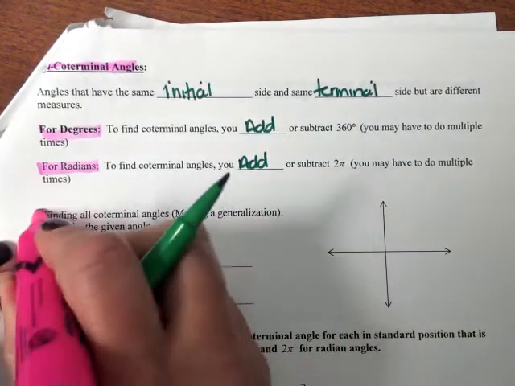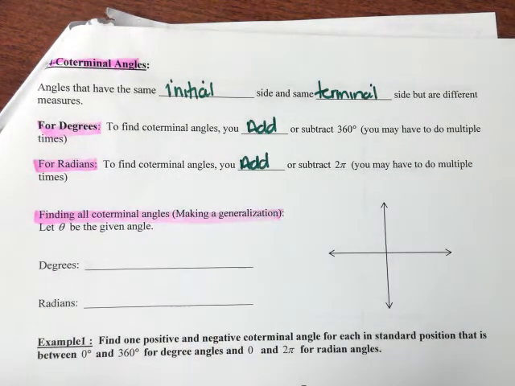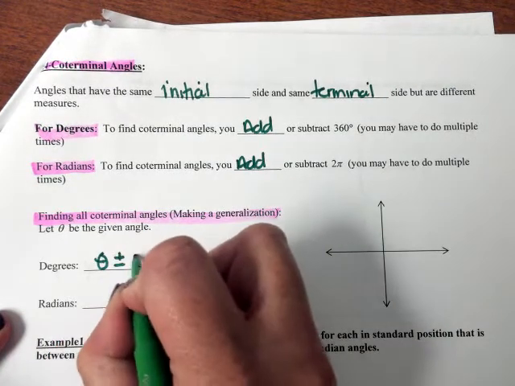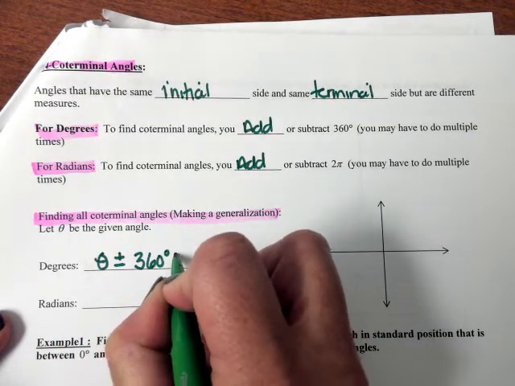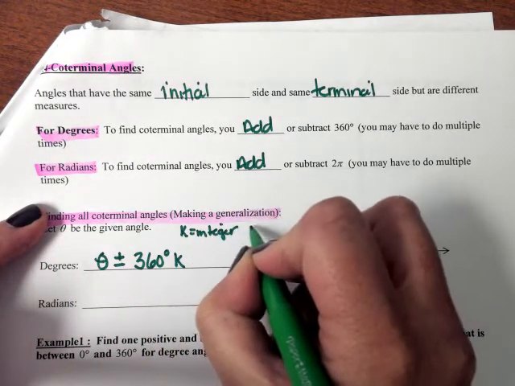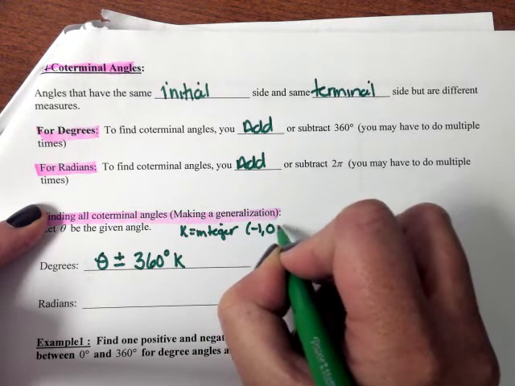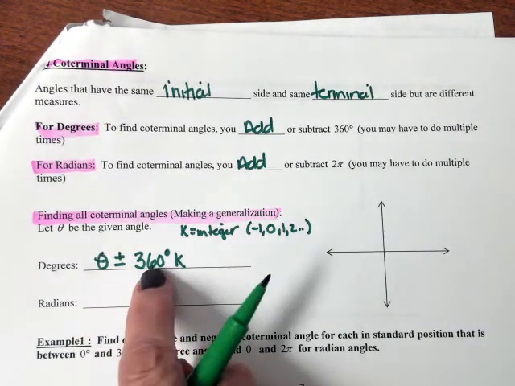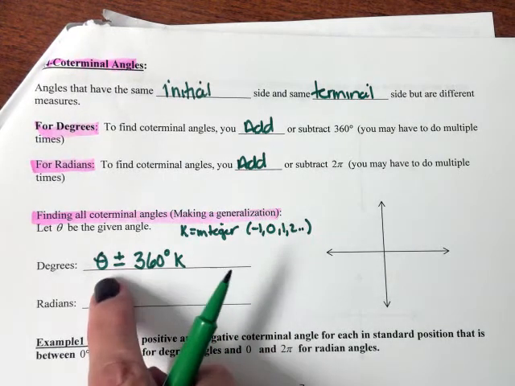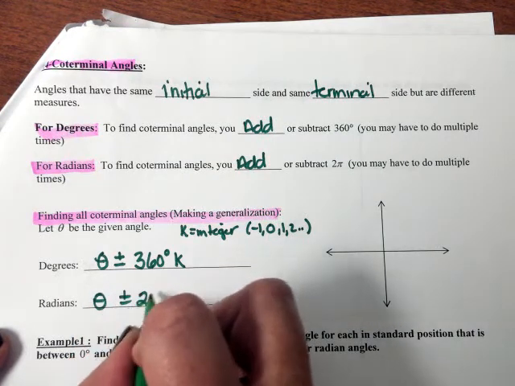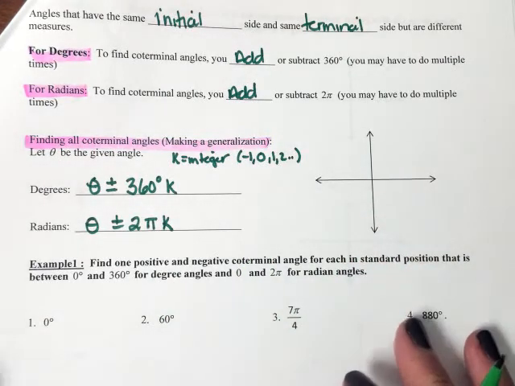So to find all the coterminal angles, you have to make a generalization. For degrees, it's going to be theta plus or minus 360 degrees times k, and k just represents an integer that you would plug in, like -1, 0, 1, 2, etc. So you could take an angle and add 360 times 2 to it, or an angle plus 720. In radians, it would be theta plus or minus 2 pi k. Some books may use an n, but it's just an integer.